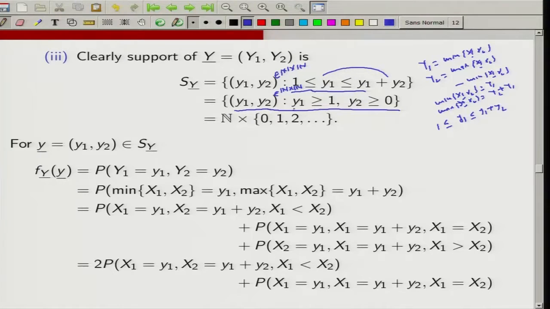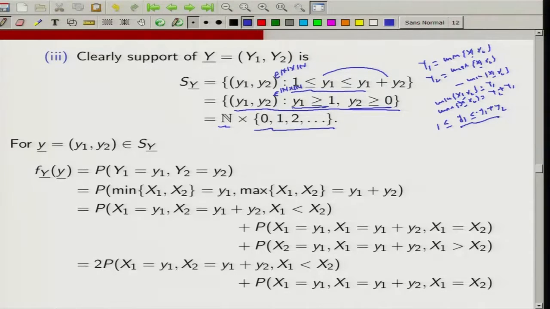So, here you can see the ranges of y1 and y2 do not depend on each other, they can be separated out. So, S_y is nothing but, for y1, anything positive integer valued greater than or equal to 1, which is N, cross y2, which can be anything from 0, 1, 2 and so on, because y1 is less than or equal to y1 plus y2. So, y2 can be anything greater than or equal to 0.